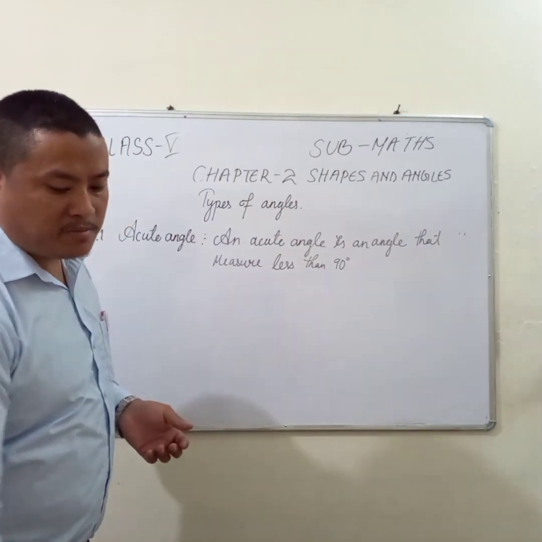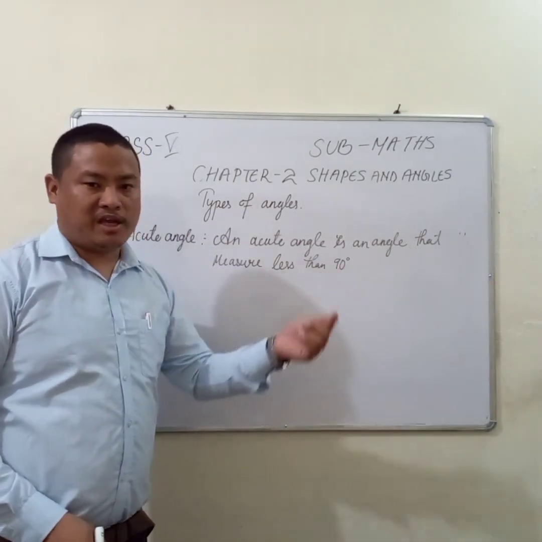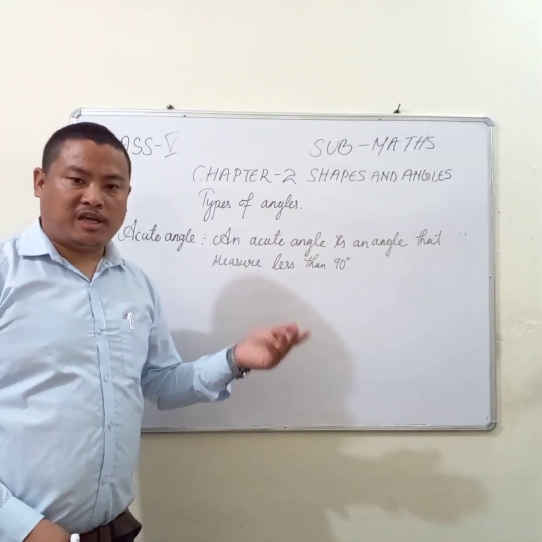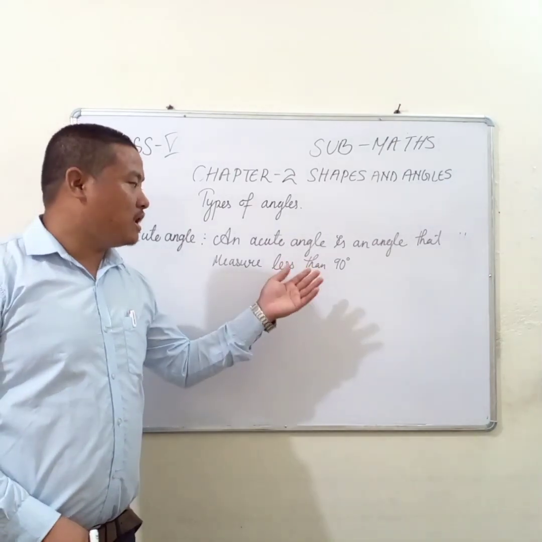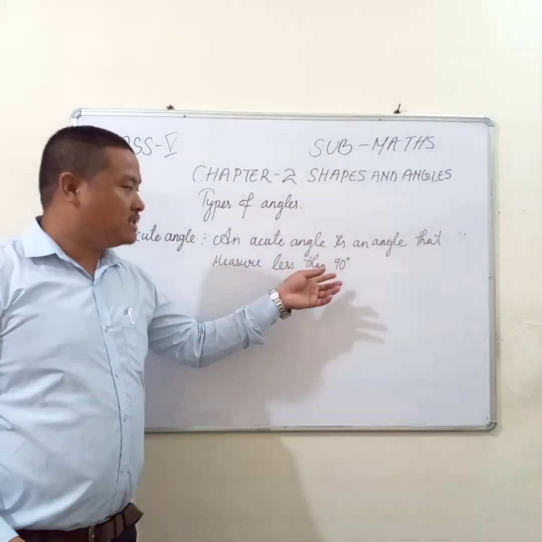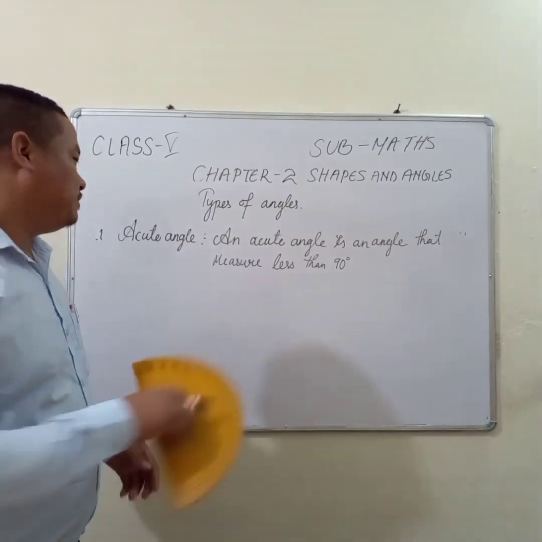So let me draw. It may be less than 90 degree means 80, 75, 60, 68, or 65, 30. These all are acute angle. Any angle which is less than 90 degree is called acute angle.